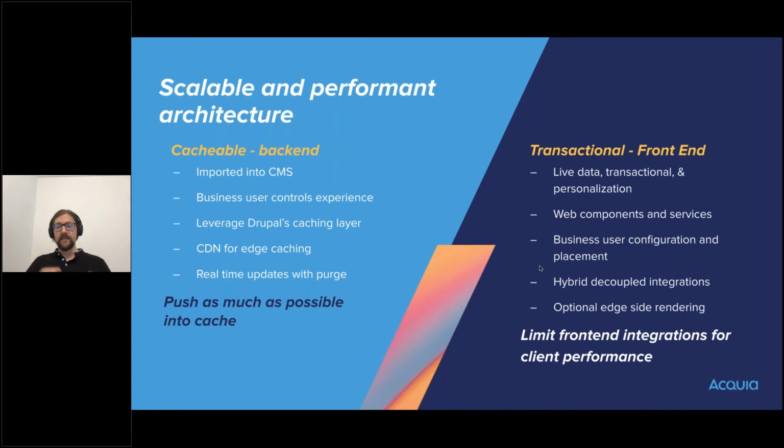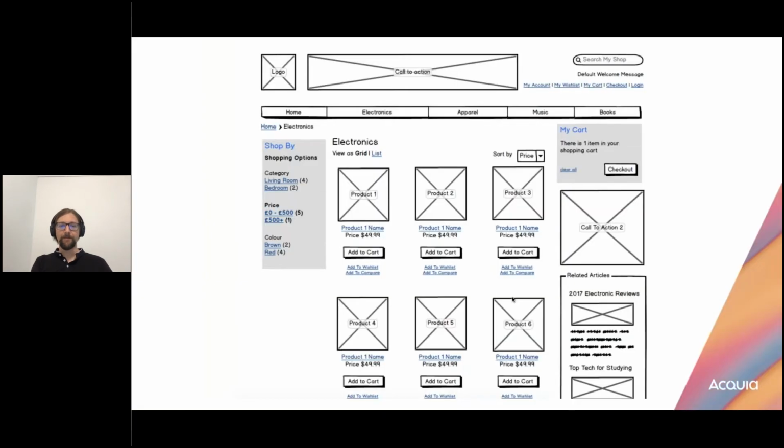And this is where we get into that kind of hybrid decoupled integration, which is what's going to give us the flexibility we need. Now, as a general rule, we want to limit this. We don't want to put everything in the front end if we can help it, because we want to think about performance. But there are also some things that we can do there. We'll come back to that in a minute.